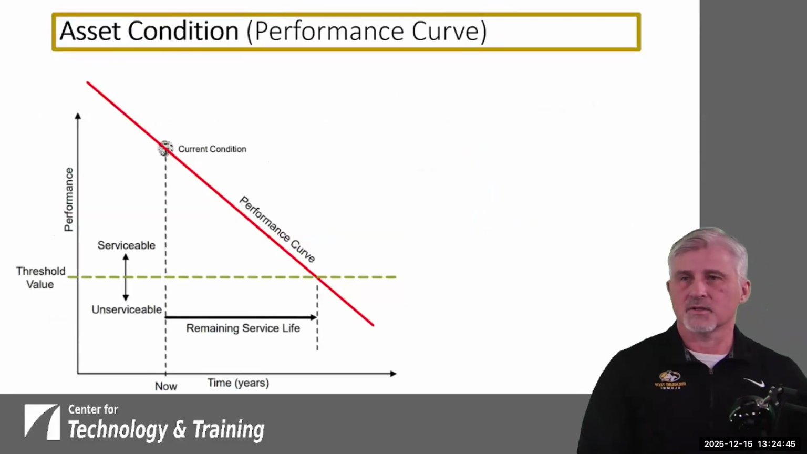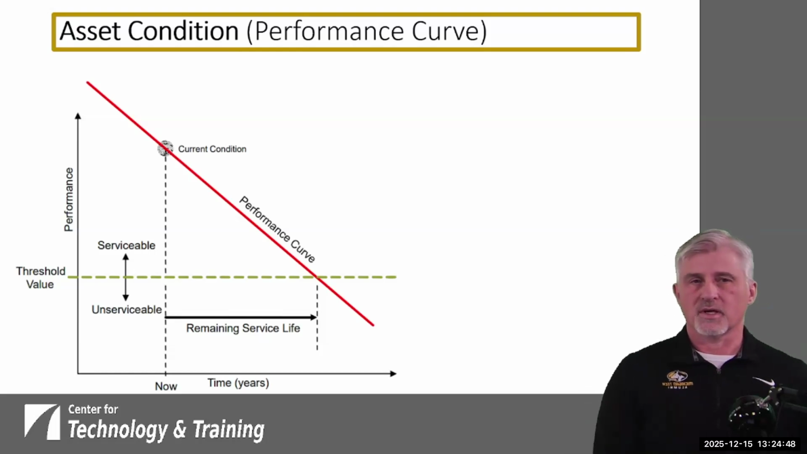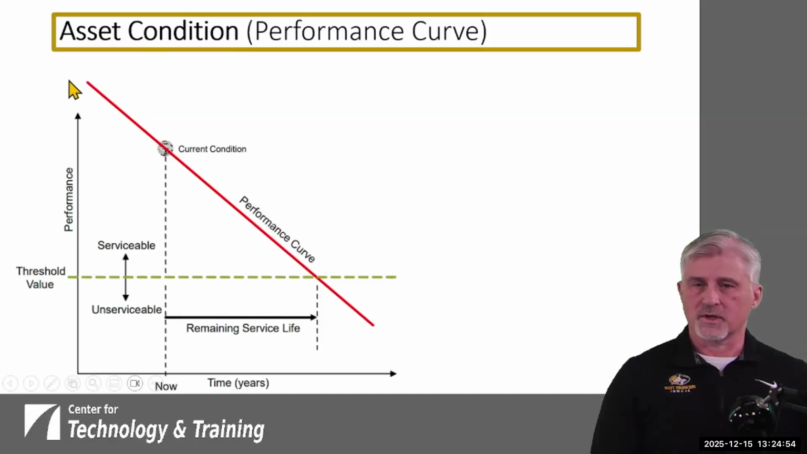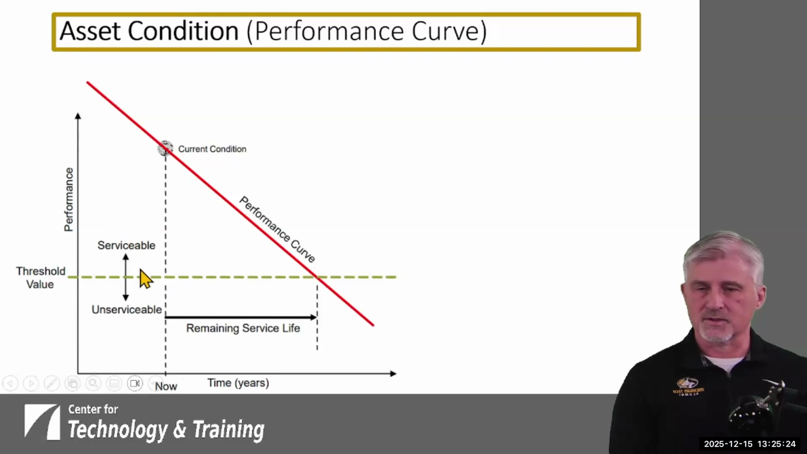So let's look at an asset condition performance curve here. We've got our performance curve here in red. For instance, here's our current condition. That's where we're at now in our timeline. At this point the performance is higher, and it's going to deteriorate. It's going to go down through time. The difference between our current condition and this threshold, where that's as low as it can go, is the remaining service life. Above this threshold the asset is serviceable, and below it the asset is no longer serviceable.